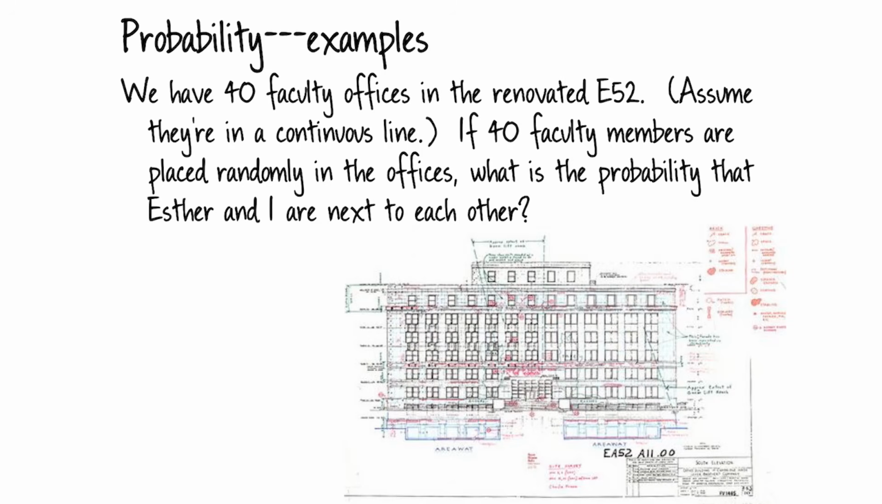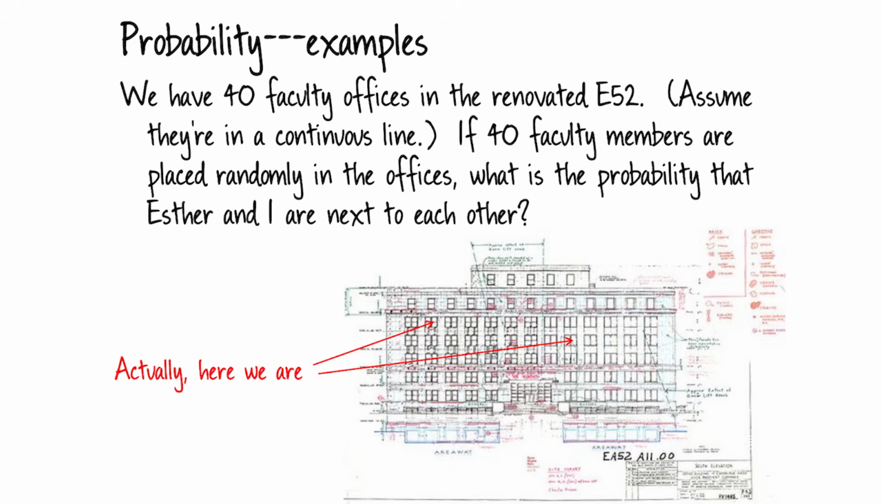Now, for the purposes of this problem, let's assume that they're in a continuous line. They're actually not, they're in 2 different floors. Let's assume they're in a continuous line. And if 40 faculty members are placed randomly in the offices, what is the probability that Esther and I are next to each other in the new E52?